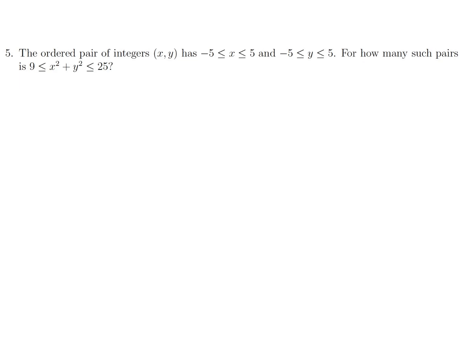The ordered pair of integers x, y, x between -5 and 5 inclusive, y also the same. How many such pairs satisfy x squared plus y squared is between 9 and 25 inclusive? All right. Well, there's several ways of doing this. One way is to look at it with the equation of the circle, where you have one circle that has a radius of 3 and another circle that has a radius of 5.